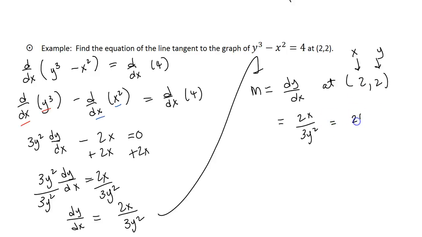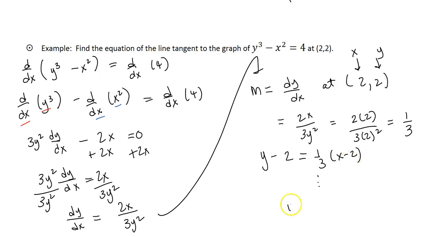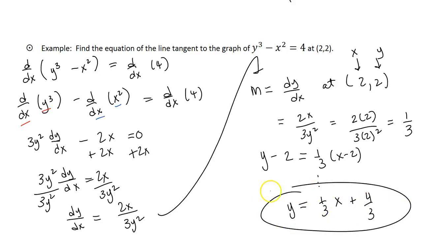We're going to plug that in. So that'll be 2 times 2 divided by 3 times 2 squared. So the slope from my formula is 1/3. So y minus 2 is going to be 1/3 times x minus 2. And if you simplify that down, you get that y is 1/3 x plus 4/3. I'll let you take care of that.